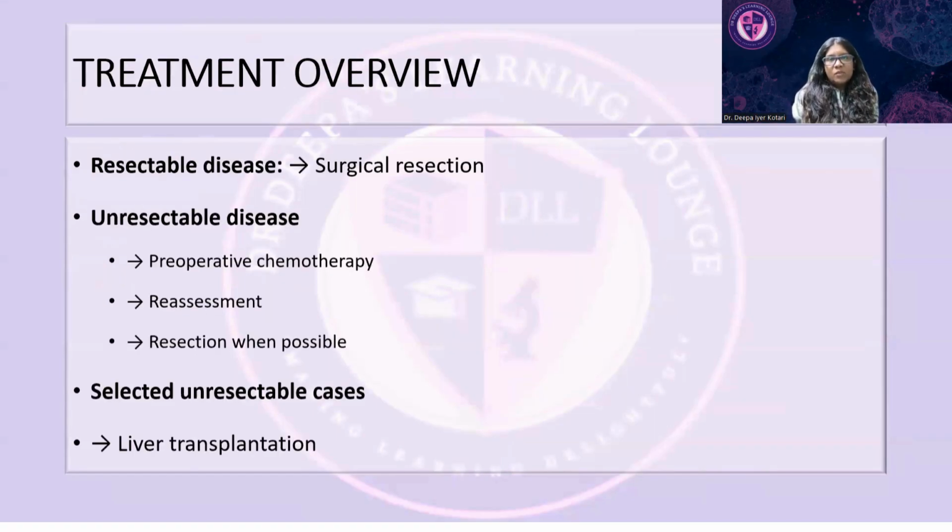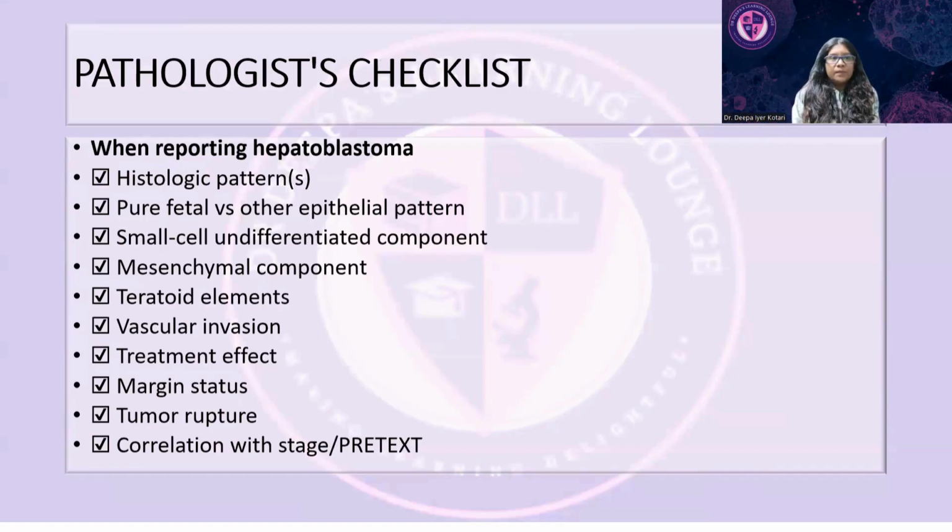The treatment of hepatoblastoma is based on a combination of surgery and chemotherapy. Surgical resection is the definitive treatment. Whenever possible, complete resection is to be done. However, only approximately 1/3 to 1/2 of the patients have resectable disease at presentation. Preoperative chemotherapy can convert more than half of the initially inoperable tumors into resectable tumors. The COG standard regimen used is cisplatin, 5-fluorouracil, and vincristine, which is the C5V regimen. That is the usual chemotherapy regimen given to these patients. And liver transplantation can be considered in selected patients who have unresectable tumors.